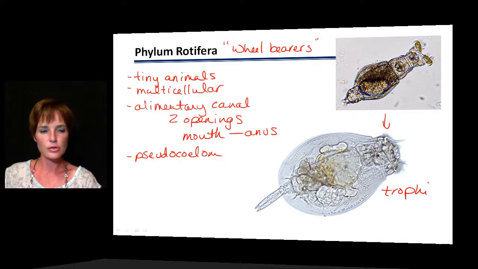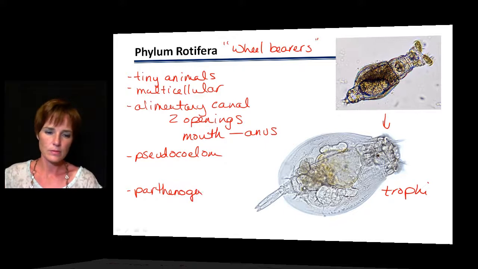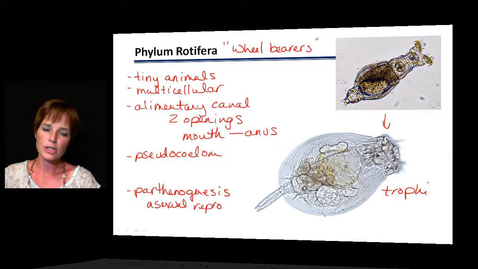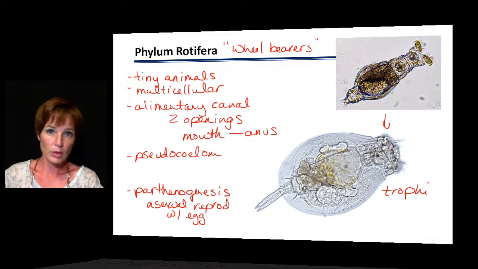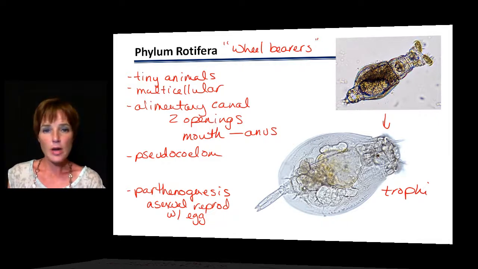Another thing that is unique about these is that they do exhibit some parthenogenesis. Parthenogenesis is asexual reproduction, but it's asexual reproduction with eggs. So we have eggs that are produced, they don't get fertilized, but they still develop into organisms. This is fairly unique. There are some other organisms that do it, but this is the only one that we're going to talk about that exhibits parthenogenesis. This is something that some of the species in this phylum can perform, not all of them.